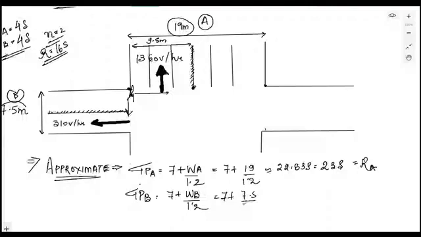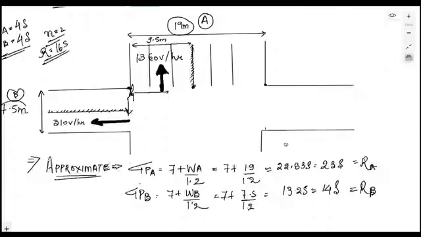This is 7.5 divided by 1.2. The value which you will get is here. This will be 13.25, which will be around 14 seconds. You can round it off. This will be equal to RB. Now, what exactly you want is that you want to apply the approximate method.